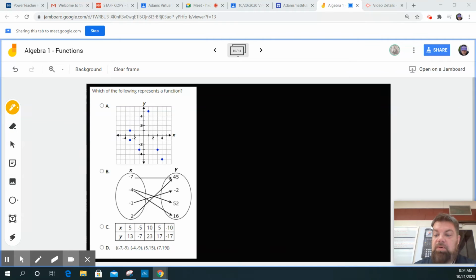All right, so here we have just about every way that you can represent some sort of mathematical relation, and we are asked to figure out if it's a function or not. So I got to go through and determine if it is. On this one, we have a graph. I'm going to do the vertical line test. If I draw a vertical line right here, notice that it crosses here and here. Because it crosses more than once, this is not a function.